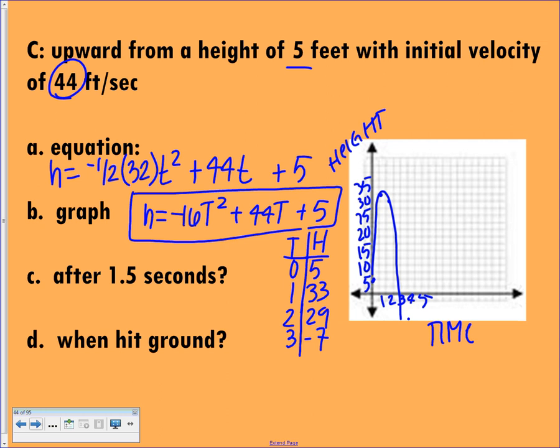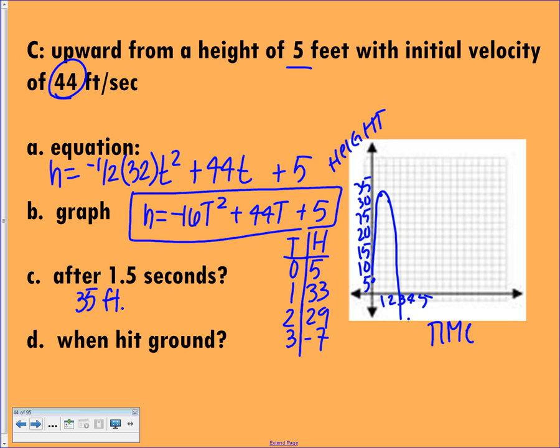Okay, so how high is the ball after 1.5 seconds? Don't guesstimate it, but go ahead and plug in 1.5 for t into your equation, and you should get 35 feet. Please make sure that you are labeling feet or meters. It's really important that you're labeling these.